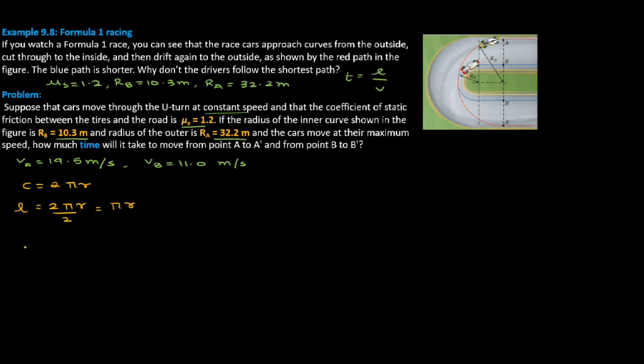So when I'm moving along the red path, the total distance I'm covering is LA equals pi times RA, because the distance from A to A prime is just the semicircular arc. We can calculate this by taking half of 2 pi r, which is just pi RA. We substitute and calculate LA, the distance covered by the car along the red path: pi times 32.2 meter, which is equal to 101 meter.